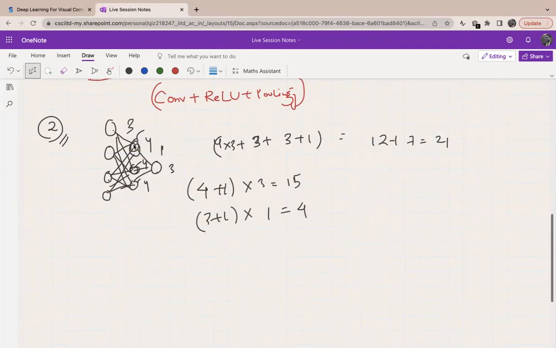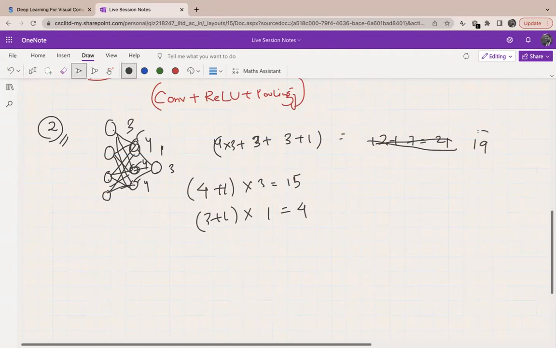Is there a calculation mistake here? Like here, it is giving 4, 3, 3, 3, 3, 12, 12, 3, 15, 15, 3, 18. 18 plus 1 equals 19. It's not 21, it's 19. Yes. So 15 plus 4 equals 19.